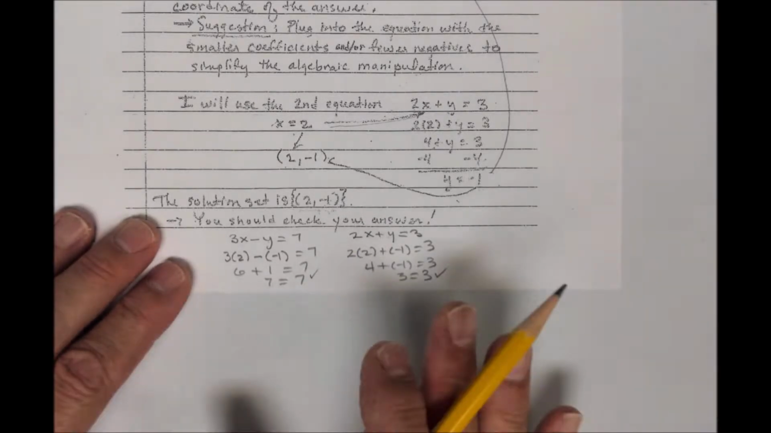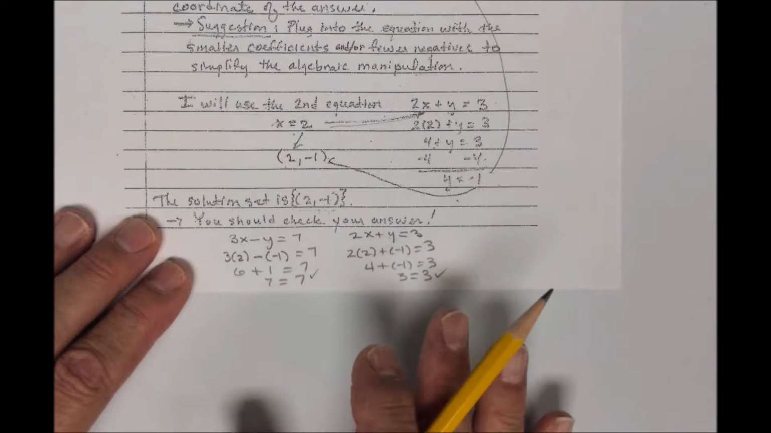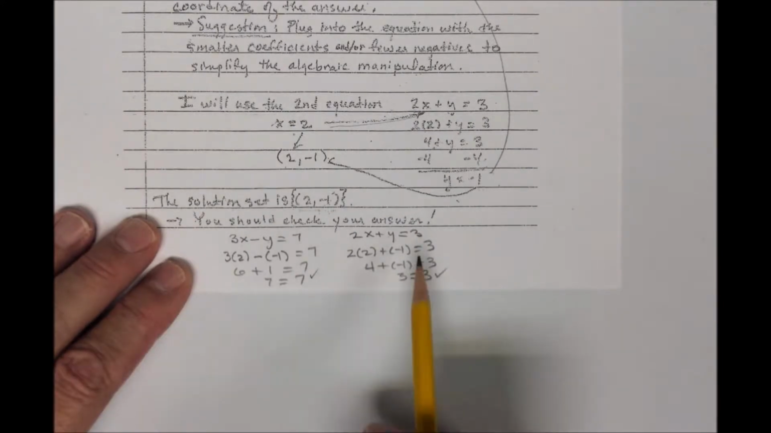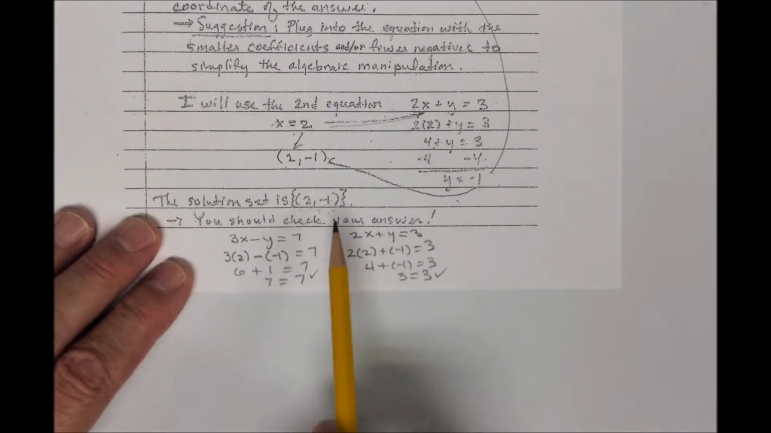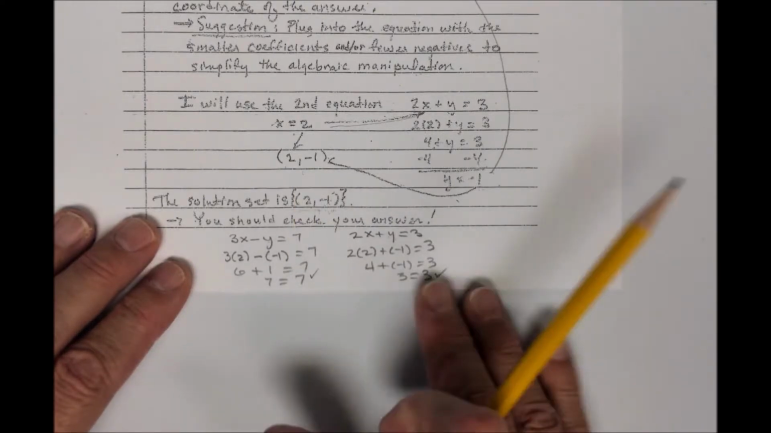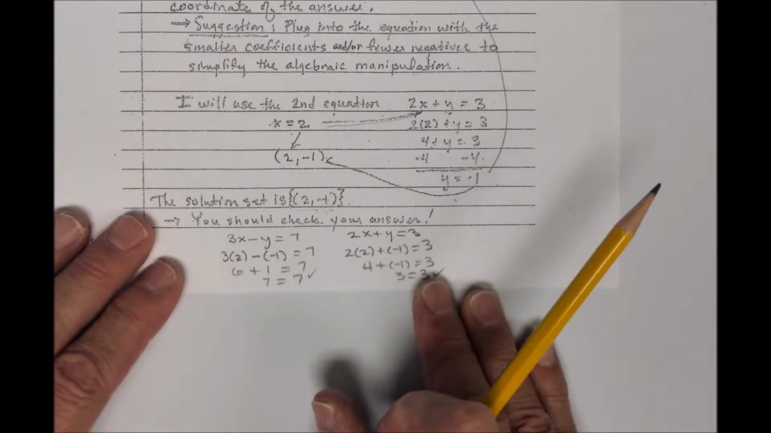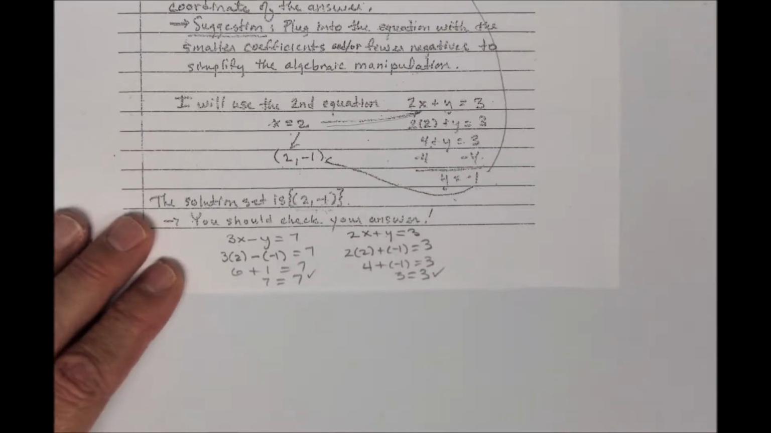So that part of the thing hasn't changed as far as whether we were graphing or using substitution. With the elimination method, once you get your answer, you should check it to make sure. If it doesn't satisfy both, something's wrong. Either your check is wrong or your solving is wrong, or maybe both parts are wrong. So look through it again.